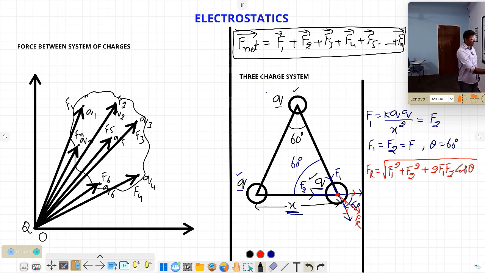Now substitute all the values that we know. Fr we need to find. Fr is equal to the square root of, what is F1? F1 is nothing but F, so I can write F square.